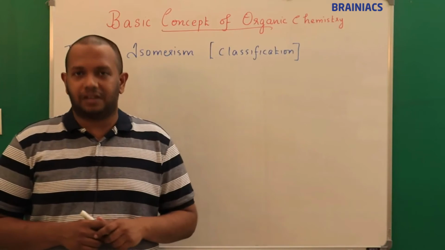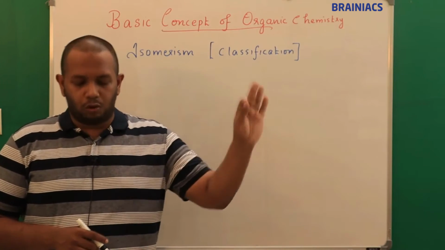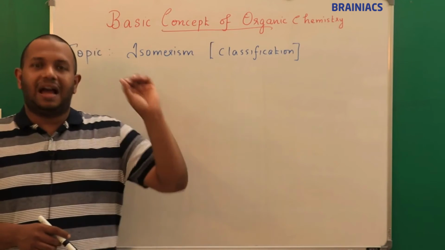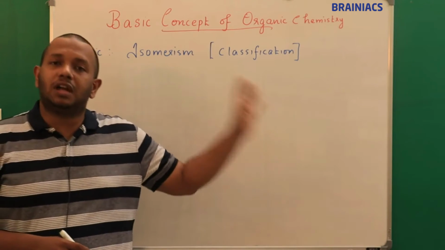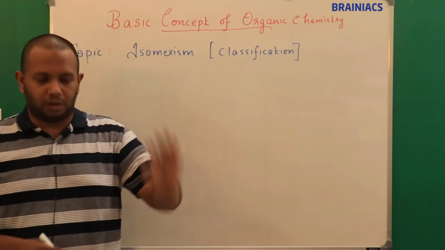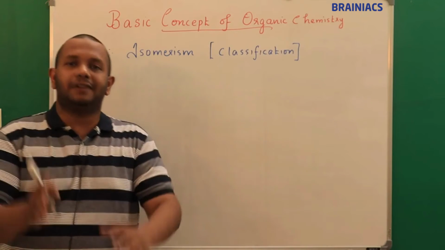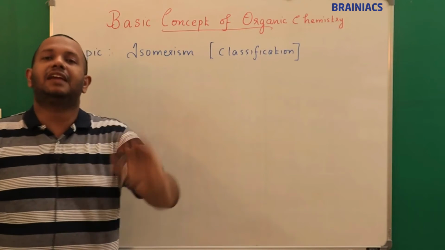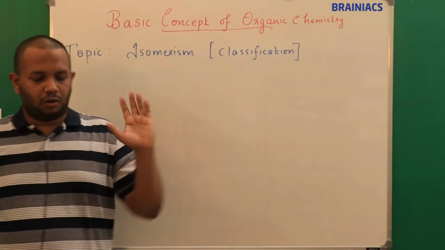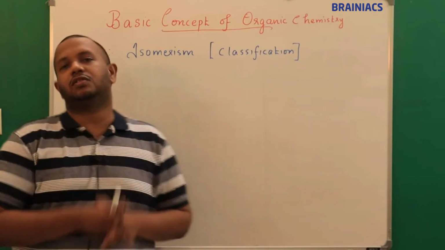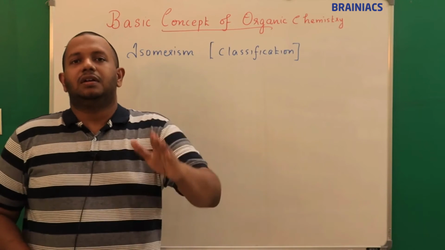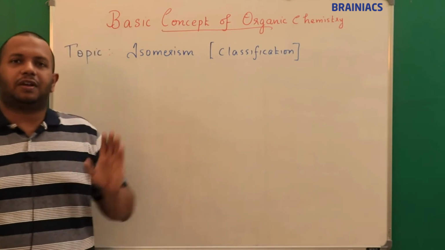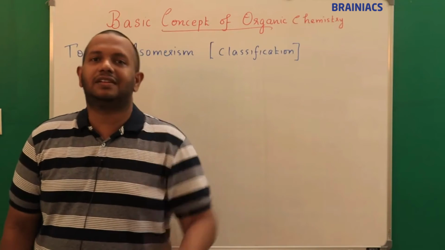I can say the definition as two or more organic compounds having the same molecular formula and molecular weight, but they differ in their physical and chemical properties. They are called isomers, and this phenomenon is known as isomerism. Just now we have seen this earlier. For example, I have told alcohols and others are isomers.